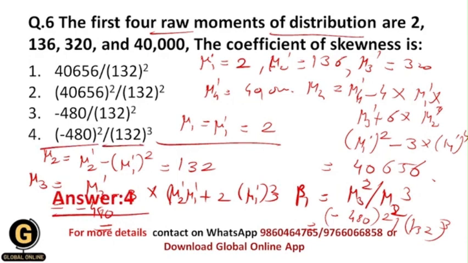So I can give you one trick for this. Here they have given you the fourth raw moment, which is 40,000. You don't need to calculate the central moment for this value, because within the beta 1 formula there is no mu4, right? You need to calculate only mu3 and mu2, so it is sufficient. Don't waste time calculating mu4. I have calculated it because I wanted to tell you the formula, but it is not necessary, so take these things into consideration.